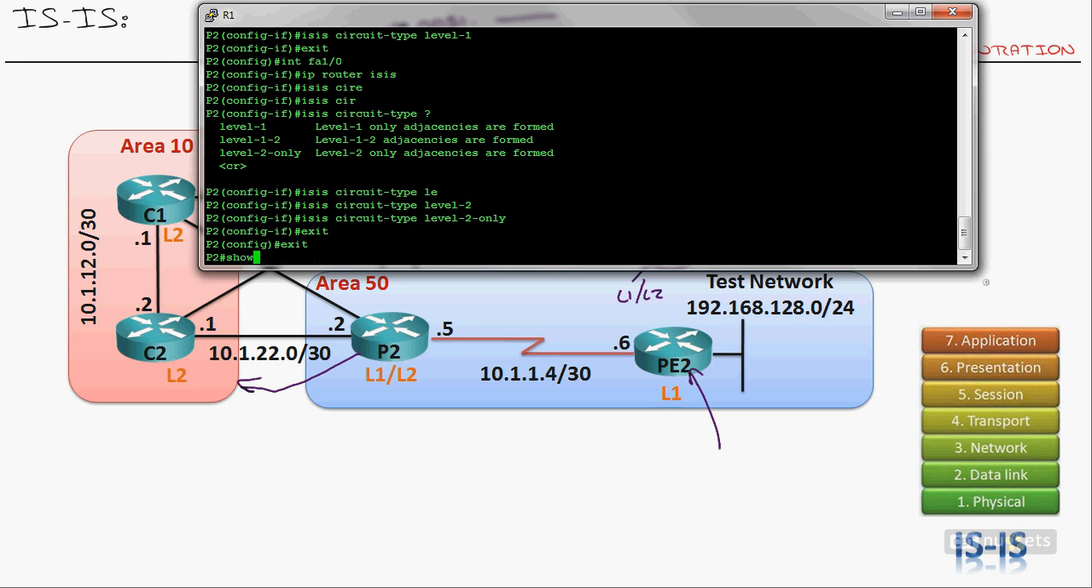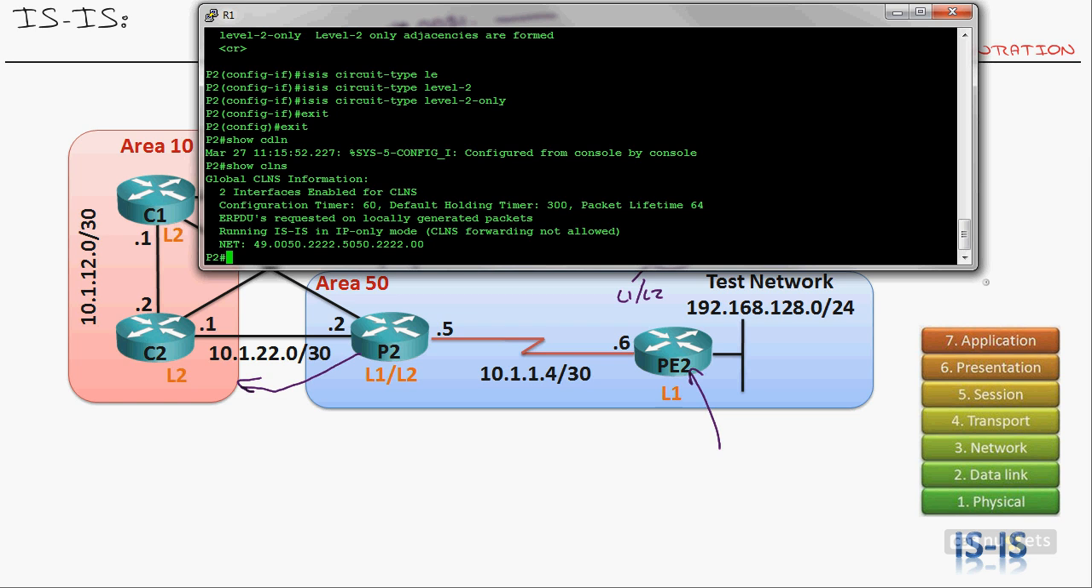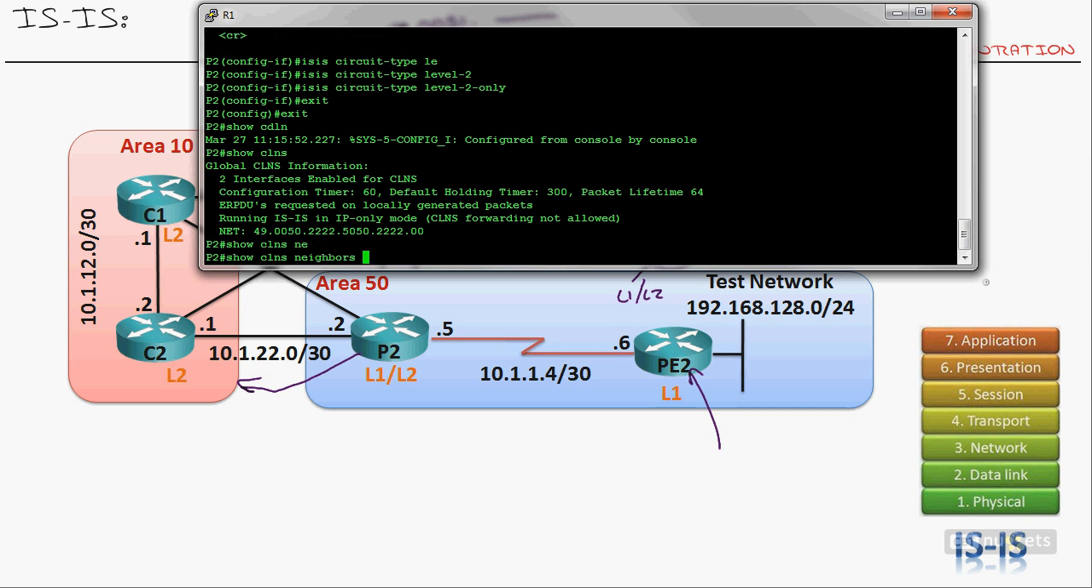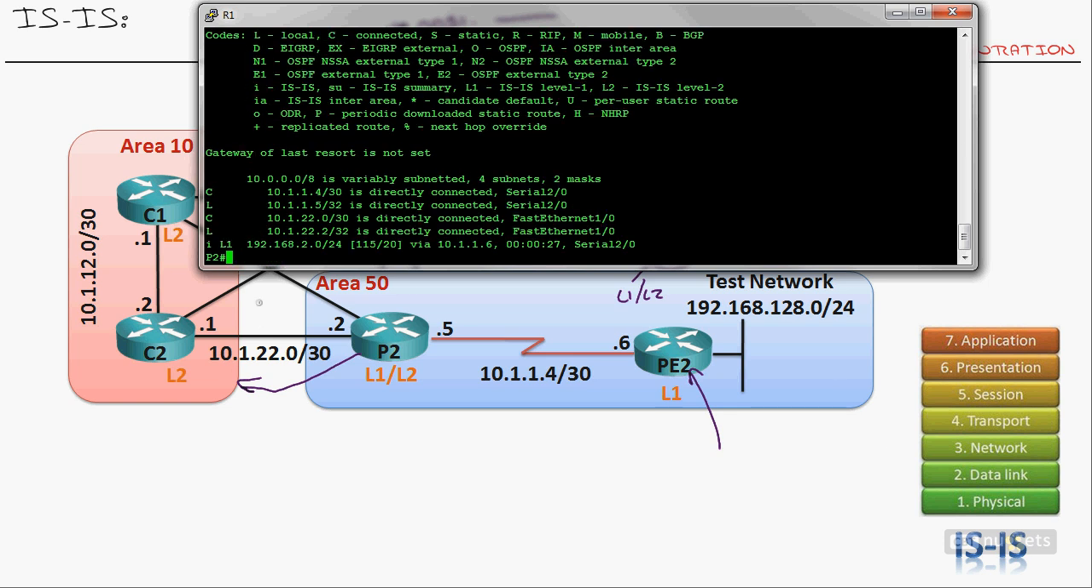Let's do a show CLNS. That was totally not what it was supposed to be, I don't know how I typed that in. So, show CLNS neighbors. I've got my neighbor relationship. I see PE2 over there. Let's do a show IP route. There should be no OSPF routes. We just see the level 1, because P1 and P2 don't have a direct link, they're going through the core. We only see the one route that is learned so far.